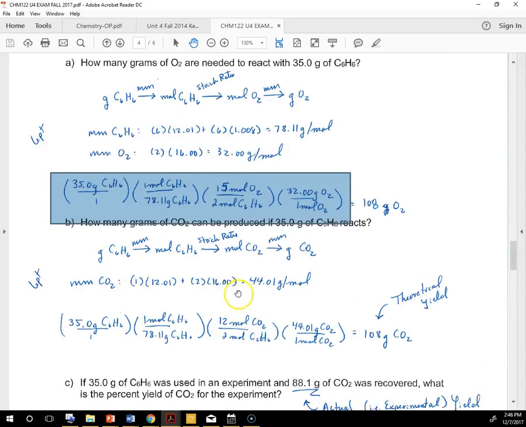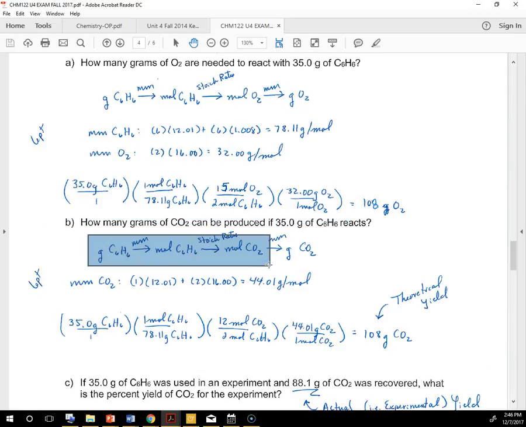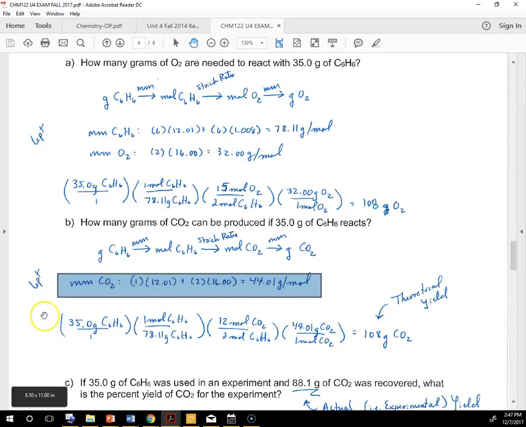So for B, it's a little bit different. Instead of going to O2, we're going to CO2. So it starts out the same as A, but we're going to use a different stoichiometric ratio. And then once we have moles of CO2, we're going to go to grams of CO2 using its molar mass. So I need to knock out the molar mass of CO2 right there.